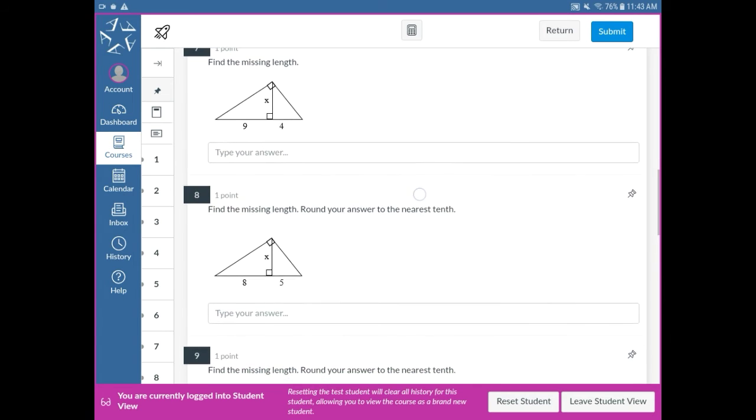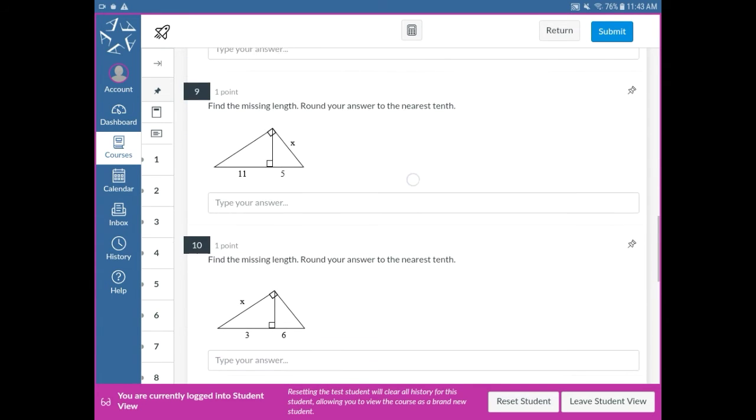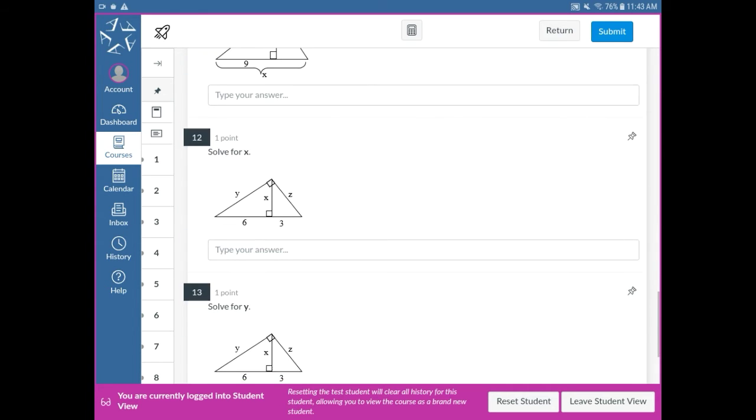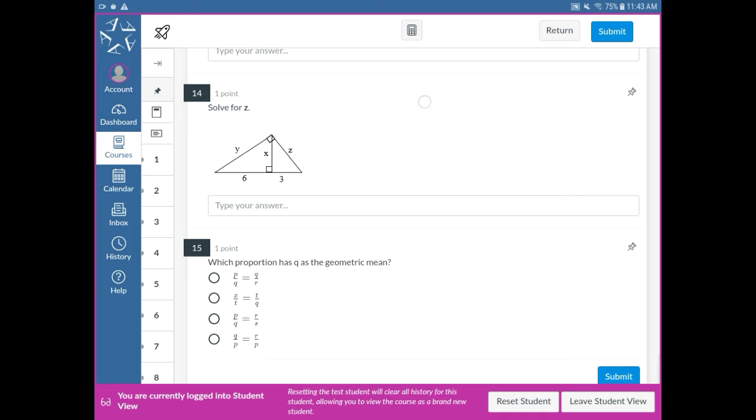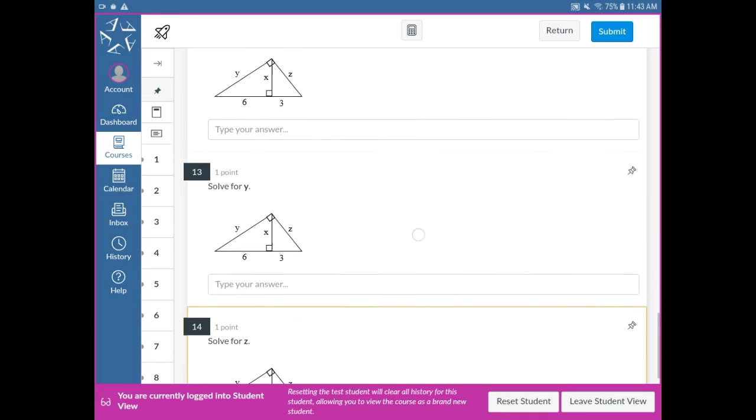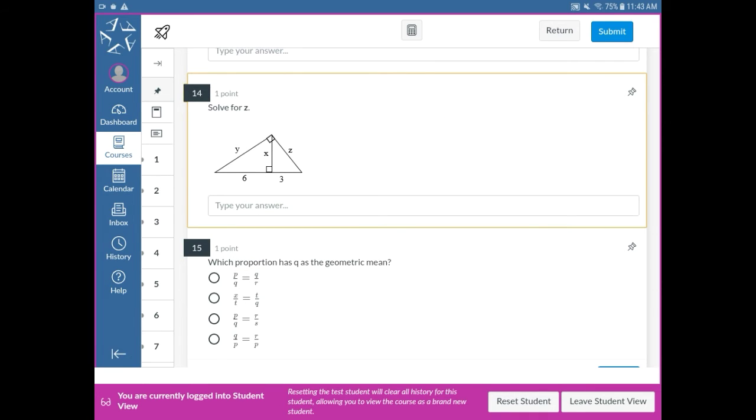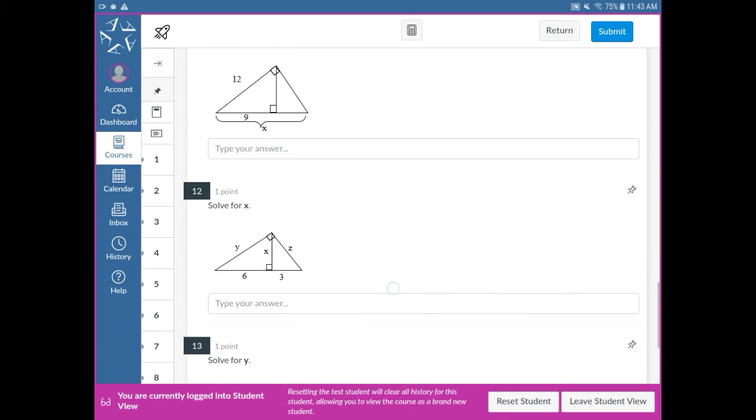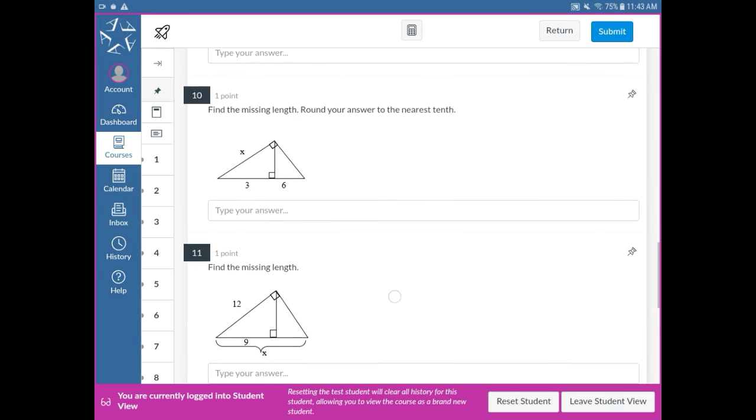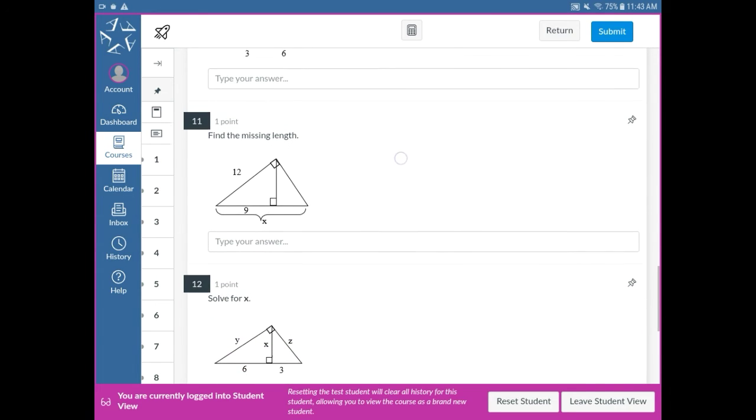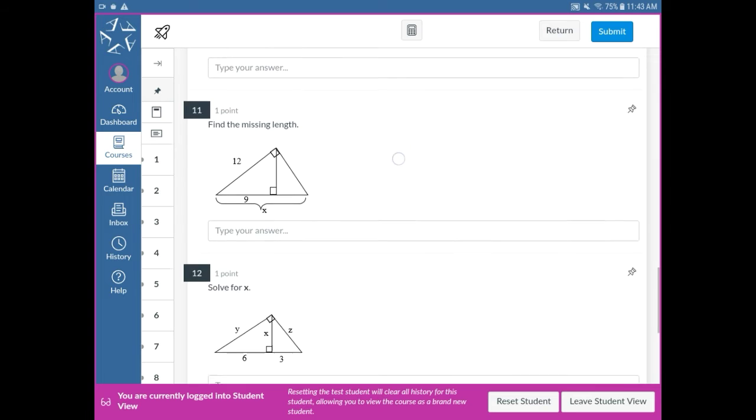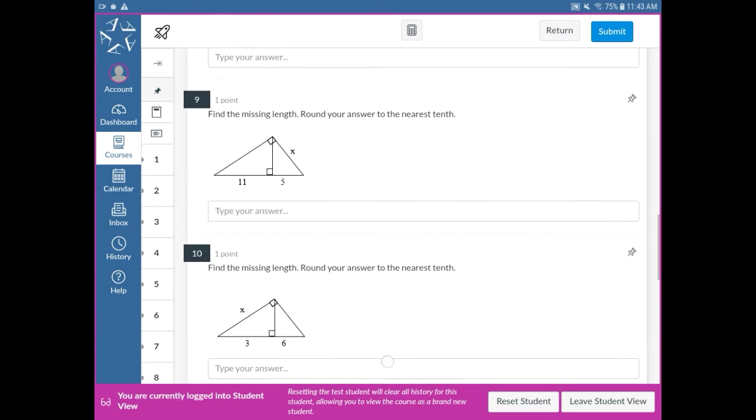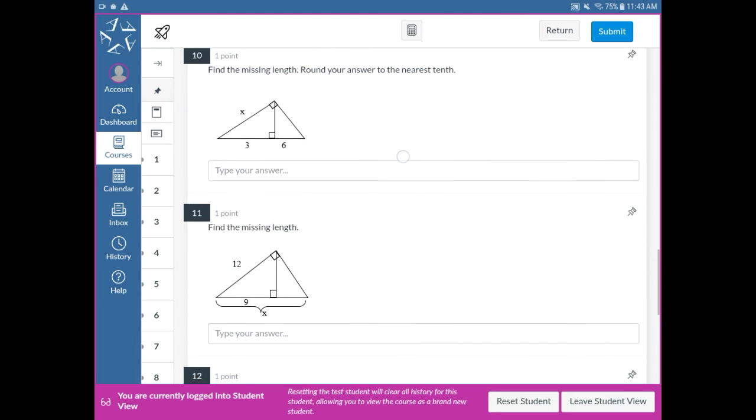Okay, so now you have these similar right triangles, and there's a formula you need for these. Let me pick a couple that you can look at. Oh, excuse me. I don't know why I'm taking so long to do this. Hang on.